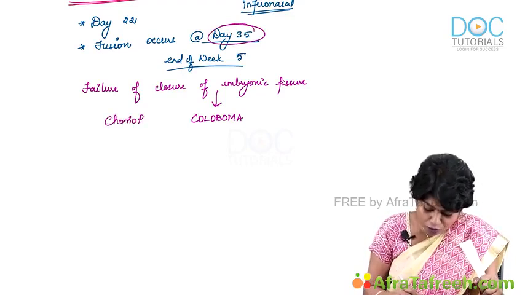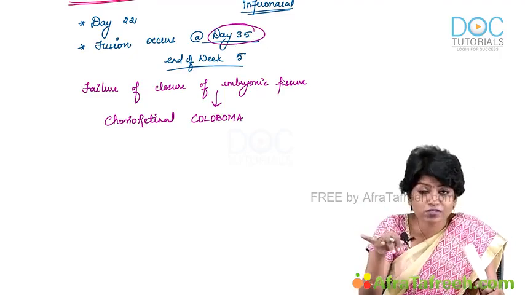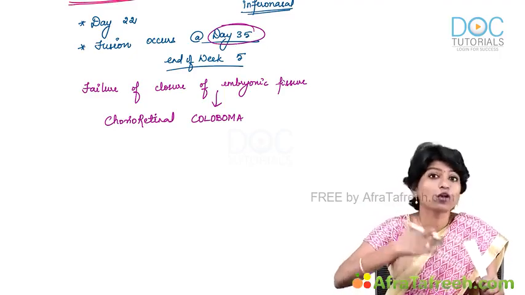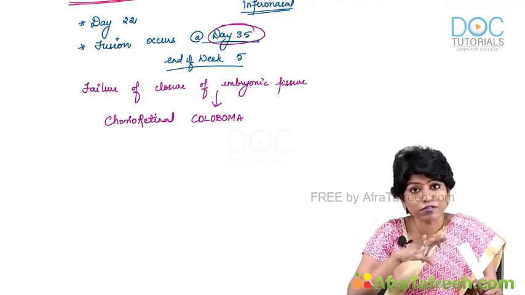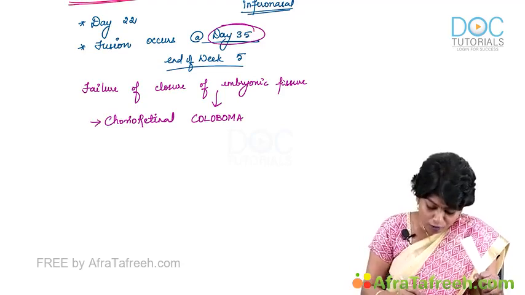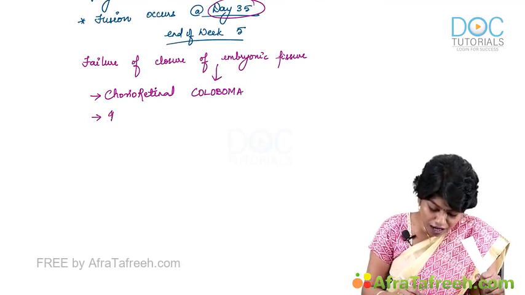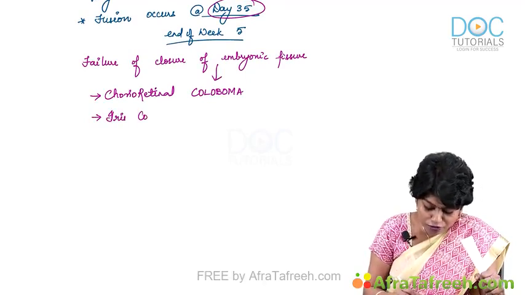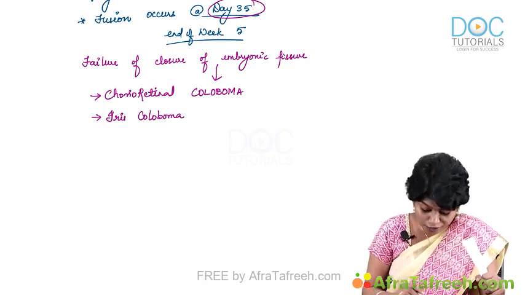Chorioretinal coloboma. See, the retina is a neuroectodermal structure. Now, the choroid develops almost along with the retina, right? So the influence of retinal development will always be there on the choroid. So you will have a chorioretinal coloboma. Then you can have an iris coloboma, because you know the iris epithelium and the iris muscles develop from the neuroectoderm.